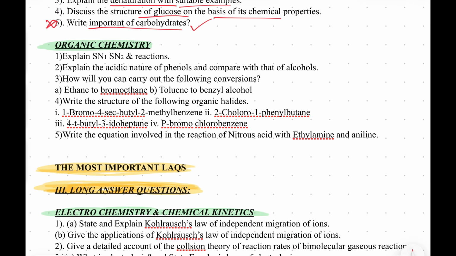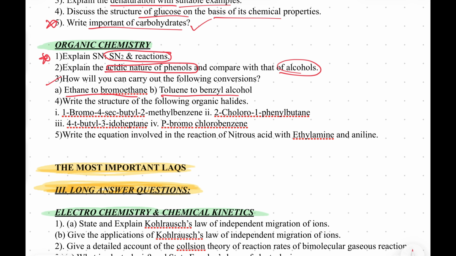First one, very important SAQ: SN1, SN2. They won't ask a combination of two. One is 4 marks, another is 4 marks, so any one will be asked. Okay, don't forget that. Explain the acidic nature of phenol. Very important, this question has been asked so many times, compared with alcohols. Next one, conversion of the following reactions: ethane to bromoethane, toluene to benzyl alcohol. They are asking this conversion also.